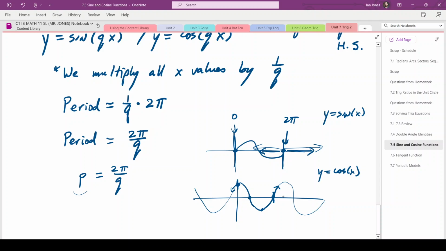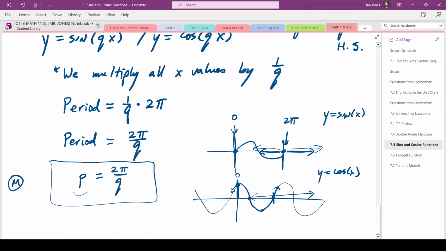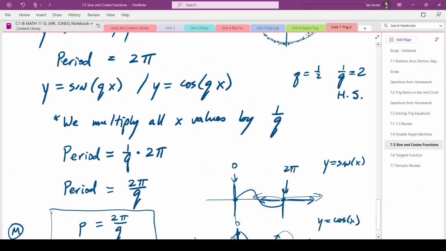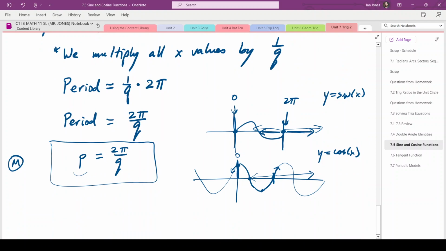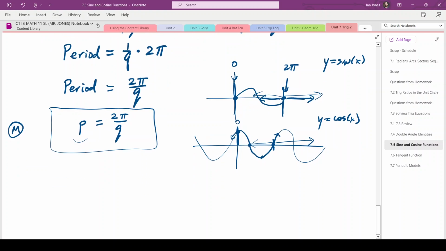Again, we're going to multiply all the x's by 1 over q. If I multiply 2 pi by 1 over q, if that 1 over q is greater than 1, then it makes the period longer. If that 1 over q is less than 1, then it makes the period smaller. And 0, when multiplied by 1 over q, doesn't move. Okay, so the period itself is dictated by this formula here. This is a great one to memorize. It's not too bad to just derive it yourself if you understand what's happening here, but it's also very handy to memorize. Okay, so now that we have that, let's take a look at an example.